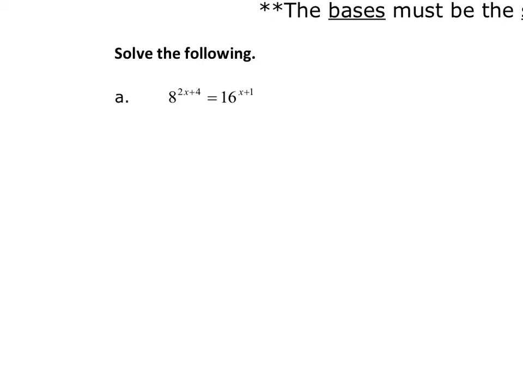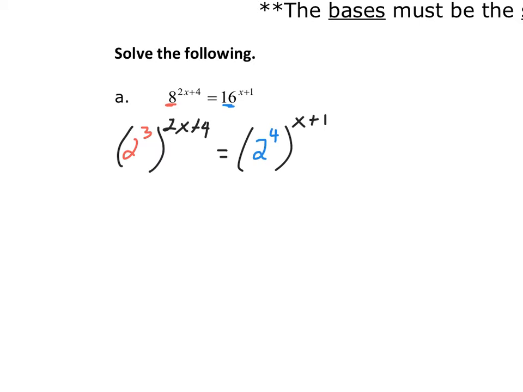So the toughest part when you start these is probably just figuring out what to change them into. It takes a little bit of guessing and checking, toying around with some numbers. You can use your calculator and just test out what works. Eventually, you'll find that both 8 and 16 are powers of 2. So 8 can be written as 2 to the third power, because 2 times 2 times 2 is 8. 16 can also be written with a base of 2. It's 2 to the fourth power. 2 times 2 times 2 times 2 is 16.